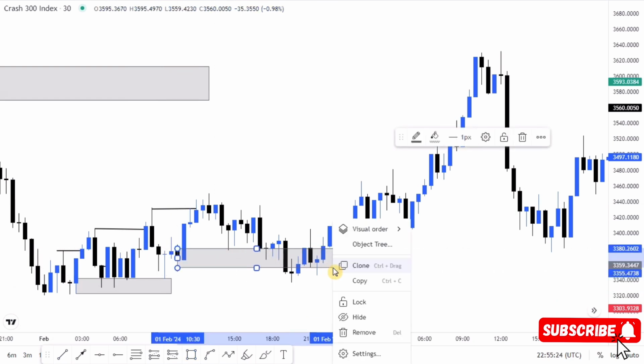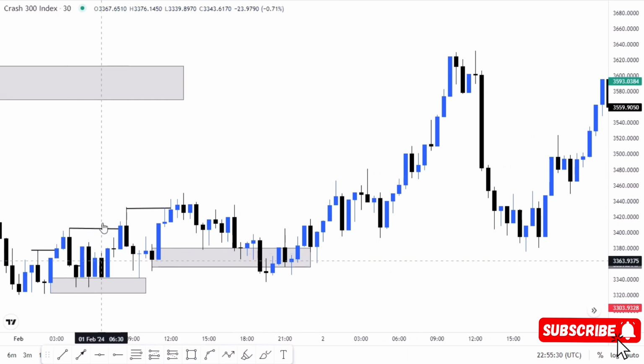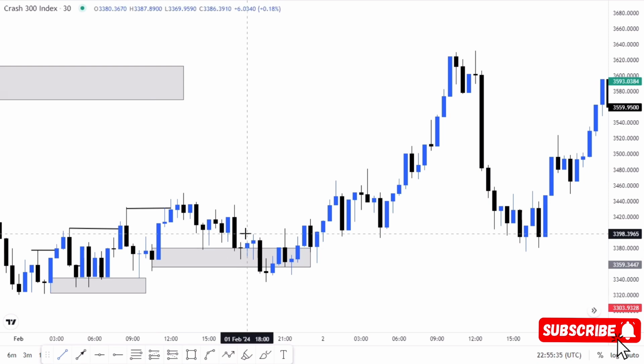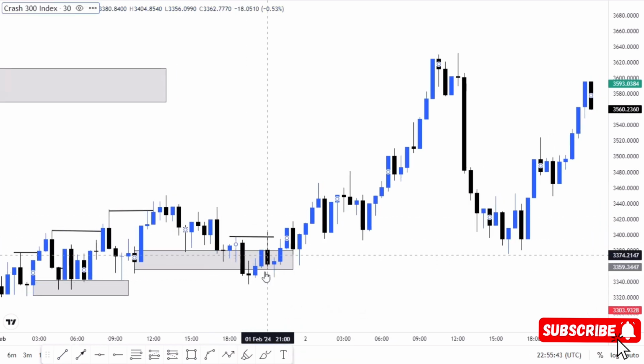So since the demand zone is being created, what do you do? Just zoom in and look for a market structure shift on the smaller time frame. Could be the 15 minutes time frame, could be the 5 minutes time frame, but just make sure you see that there's a market structure shift. Okay, and then if you go down to the 5 minutes, you actually see that clearly.